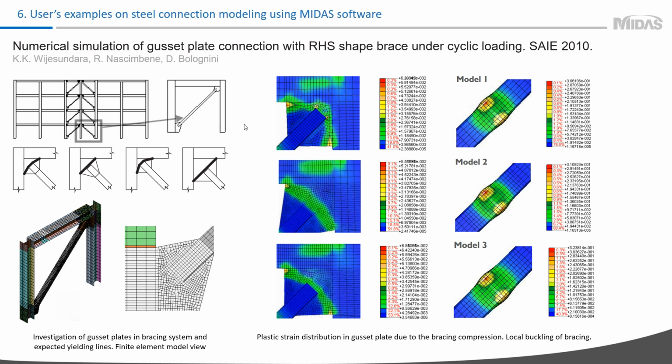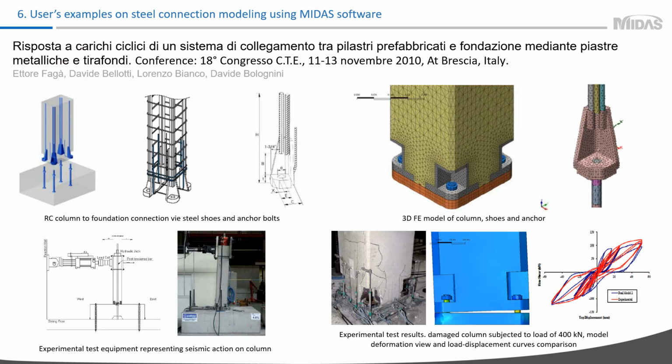You may see strain distribution in the connection, and you can see a plastic line in the plate in case of brace tension, and on the right is brace compression and local buckling. This example is about a reinforced concrete column connection to foundation using column shoes and anchors. The column is subjected to time history seismic load.